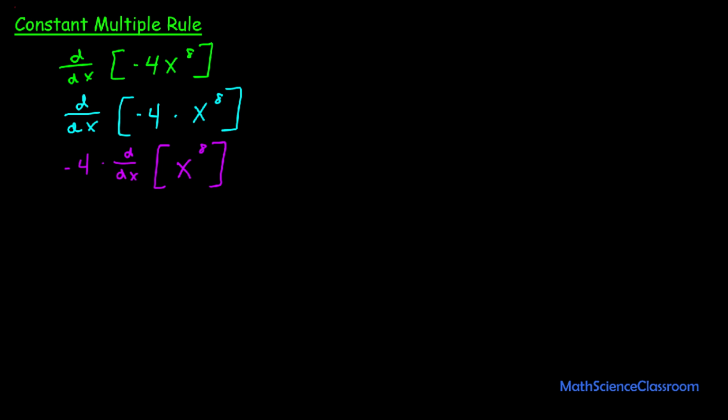And now use the power rule and multiply. So we have negative 4. And using the power rule, we have 8 times x to the 8 minus 1 power. Now when we multiply this out and solve, we have negative 32x to the 7th power. And that is our final answer.